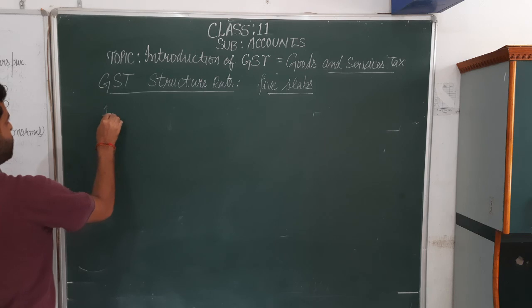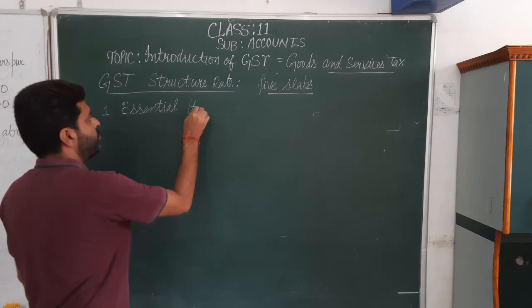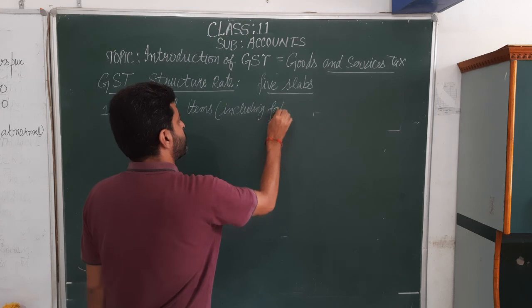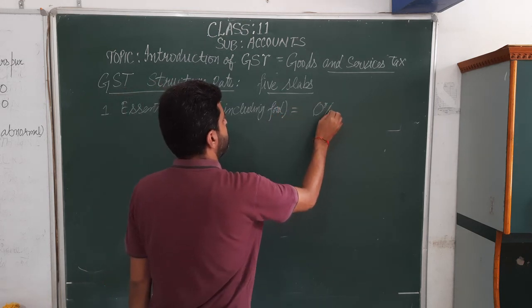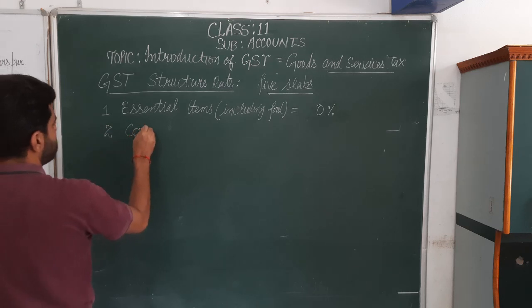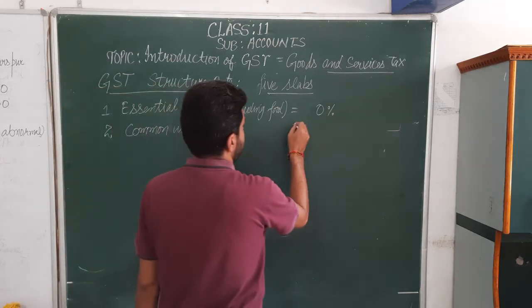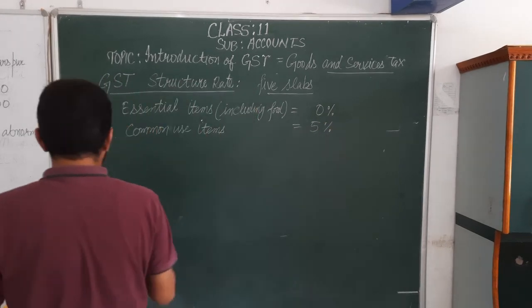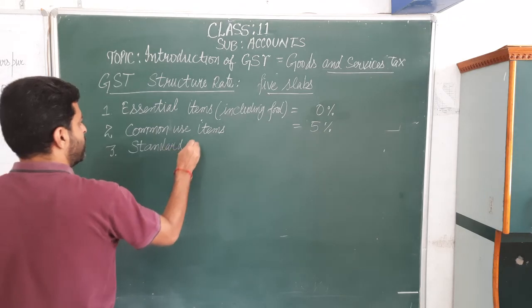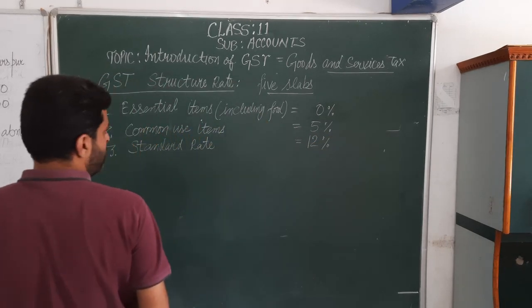First, essential items including foods, 0%. Second type, common use items, 5%. Now third one, standard rate, 12%. Standard rate is 12%.